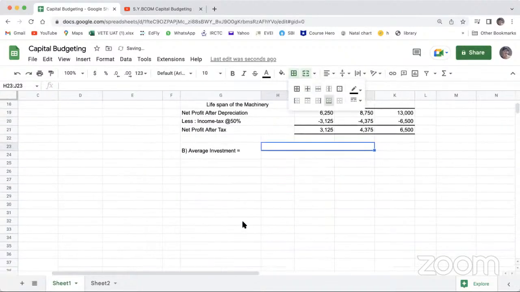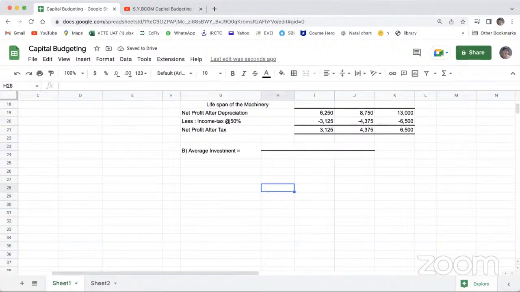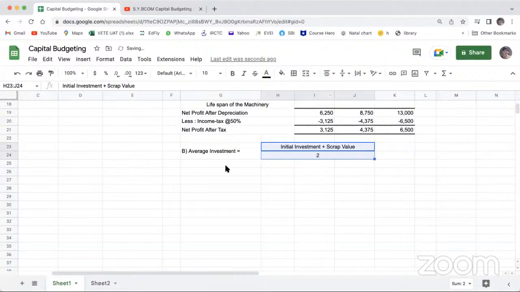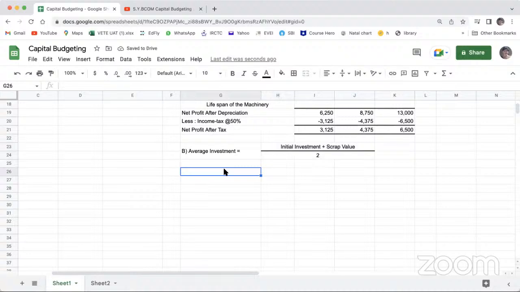एक चीज और बोली नहीं थी मैंने तुम लोगों को, because कल हम लोगों के नोट्स में we haven't discussed about the scrap value of machineries. So when it is here, scrap value is given to you. When it is not given, the formula is correct, whatever Sakshi is saying, the total investment divided by 2. But whenever the scrap value is given, the formula becomes initial investment plus scrap value divided by 2, because average है ना. So average is always considered, मतलब निकालने के लिए क्या करना पड़ता है? Divide by 2.